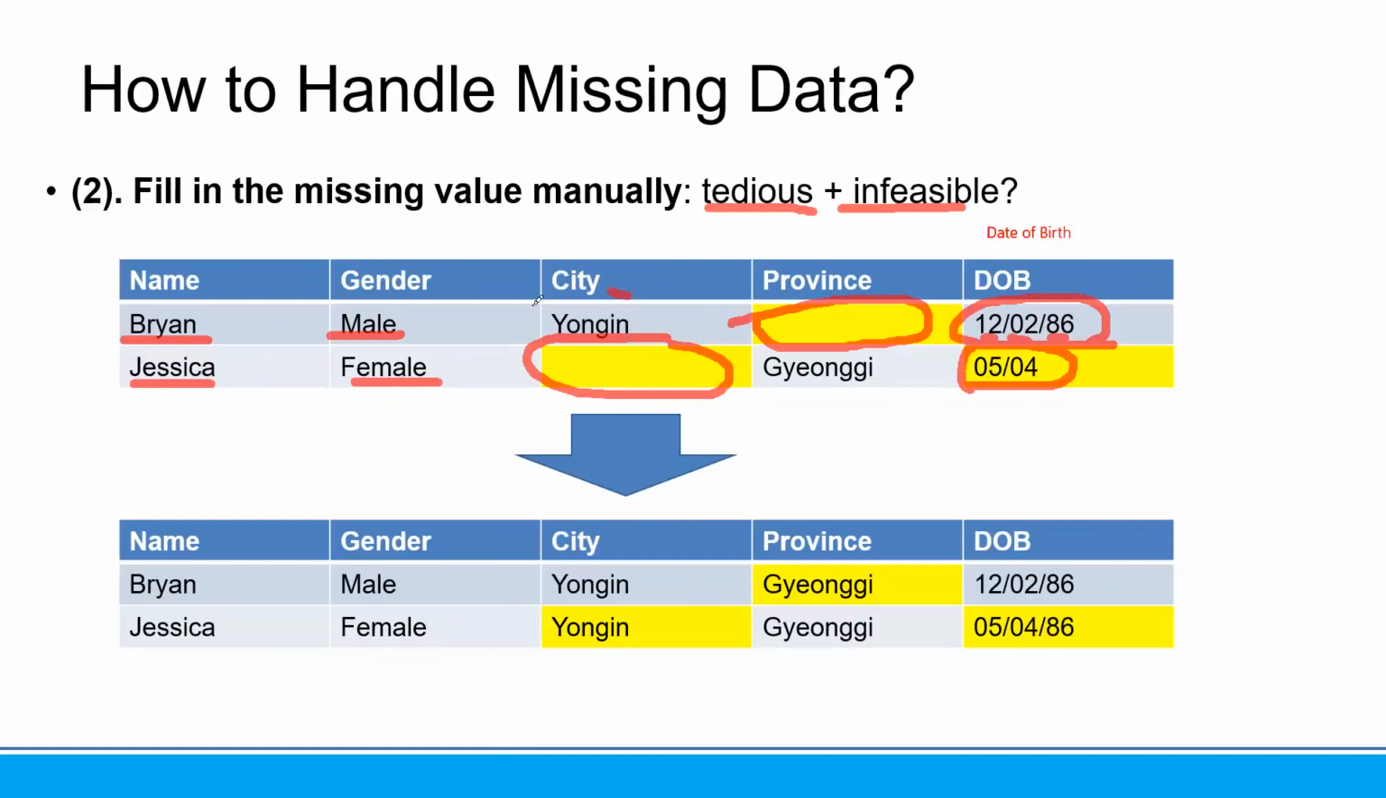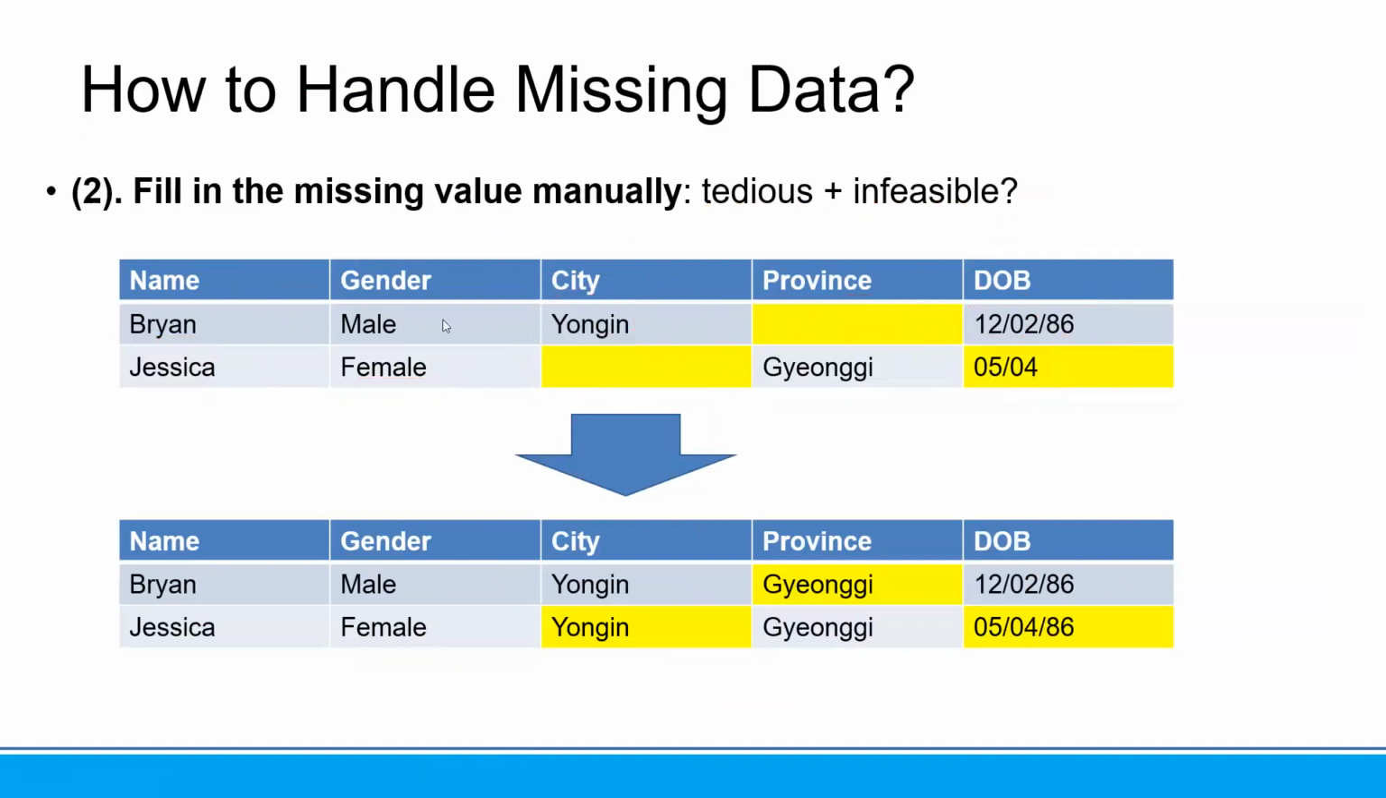We know that Yongin is located in the Gyeonggi province. So it is easy. We can just put Gyeonggi here. But what about the city? In Gyeonggi, there are many cities. So we are not sure whether he stays in Yongin or in Suwon or in another city.